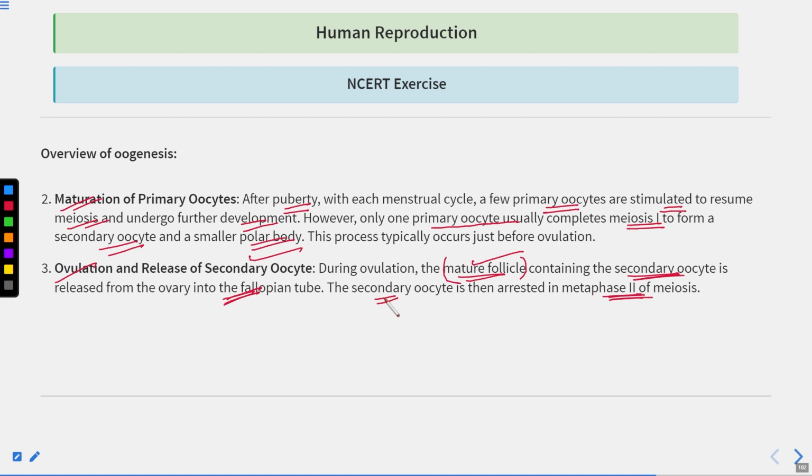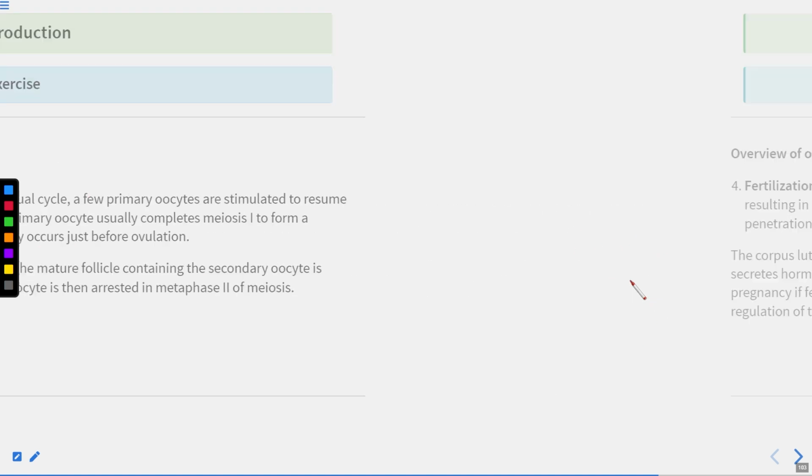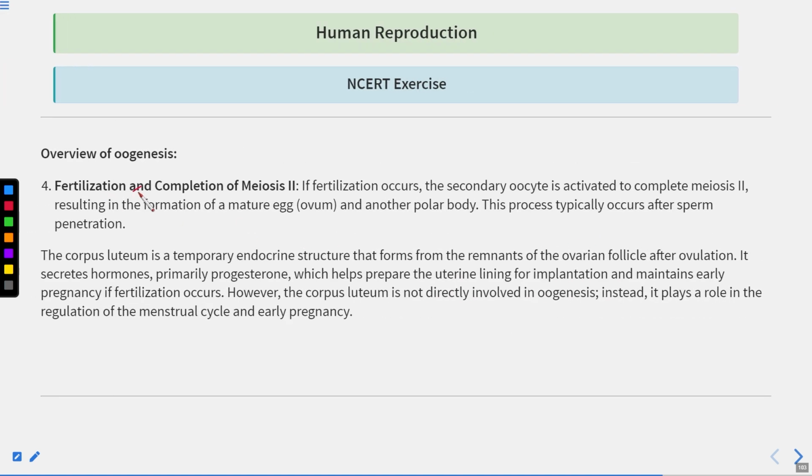Clear? The secondary oocyte is arrested in the metaphase 2 of meiosis until it is activated by the sperm. Whenever the sperm attaches to the secondary oocyte, it will complete the metaphase 2 of meiosis. Clear? What happens next is the fertilization, completion of meiosis 2.